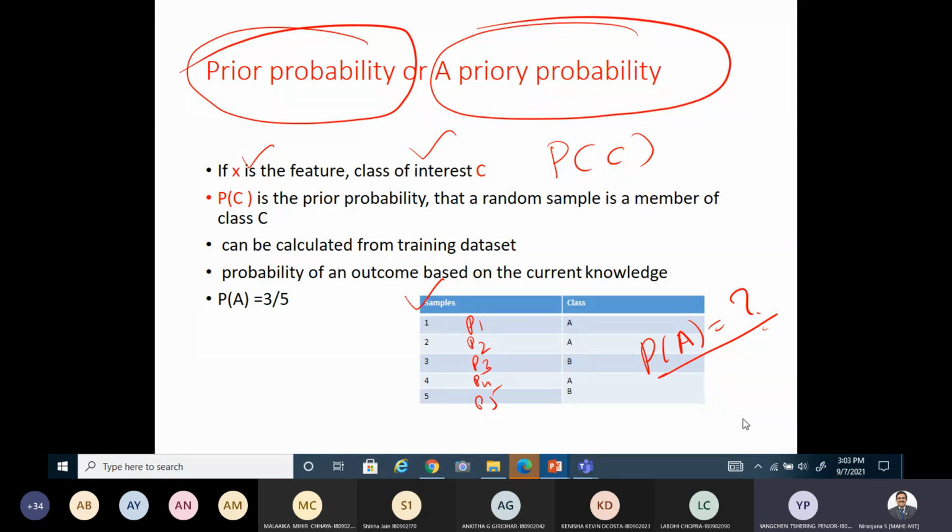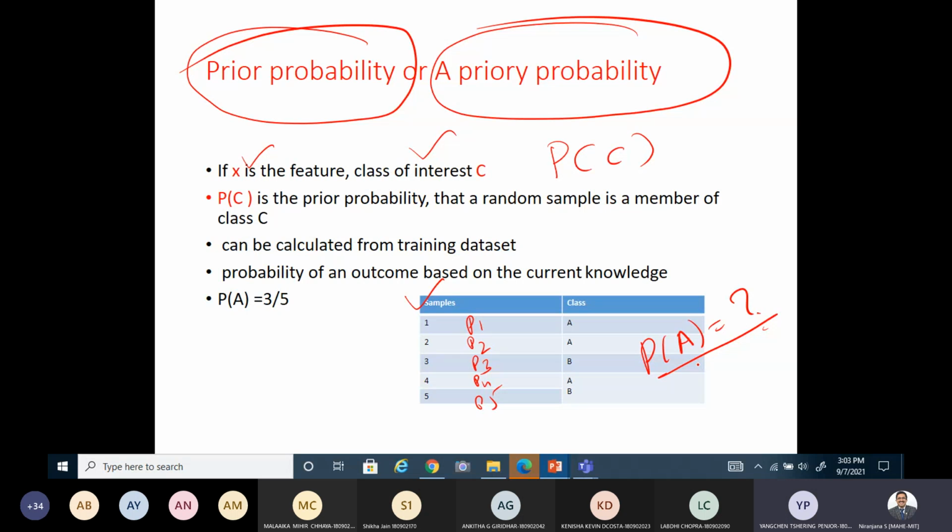I have given a table with 5 patterns or samples. Each sample belongs to a certain group, A or B. Now, can you calculate, predict what is the probability of A?